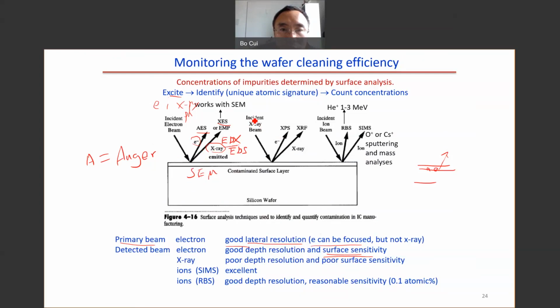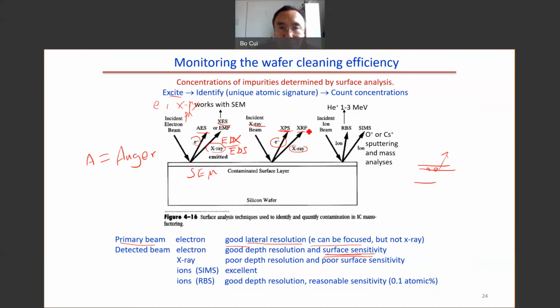The incident can also be X-ray. If we detect electrons, if the output signal is electron, this is XPS, X-ray photoelectron spectroscopy. This one is very sensitive to the top few nanometers of the surface, because only photoelectrons from the top can escape to form the signal. We can also detect X-ray. This is called X-ray fluorescence.